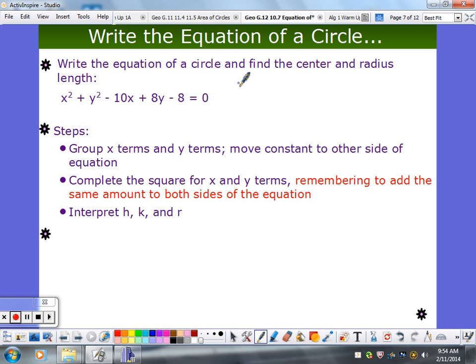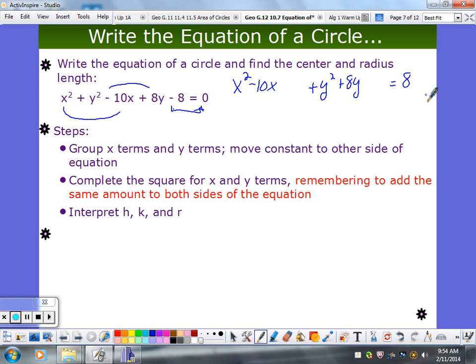So what you do is, you're going to order things a little bit. I want all my x's together. I want all my y's together. Any things that are numbers I want on the other side. So I'm going to rewrite x squared minus 10x. All I'm doing is moving that, using the commutative property, right? I can just move stuff around. I'm leaving a little space here. Plus y squared plus 8y. I'm leaving a little space. I'm adding 8 to both sides to move this here.